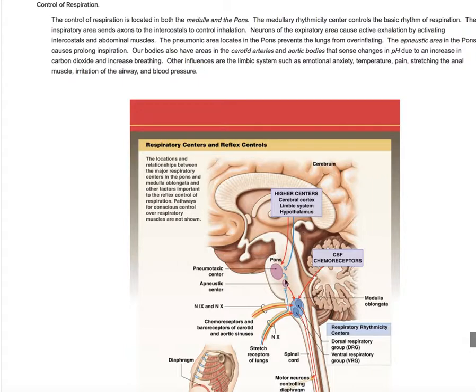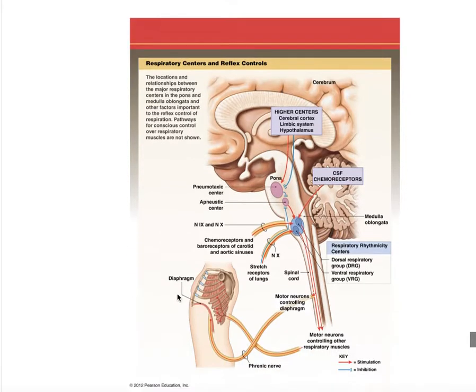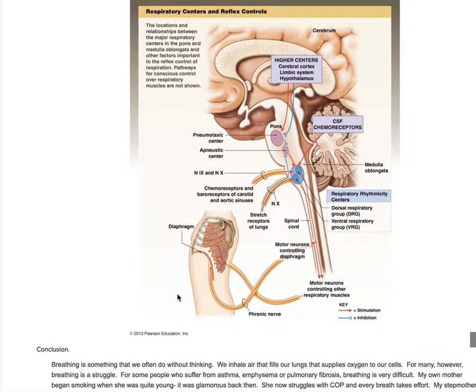So it has some control from the higher centers, but you can't totally control your breathing, because you can't control this part of the brain. And if you have an injury in this part of the brain, it can be quite devastating. It could be lethal, which is too bad.